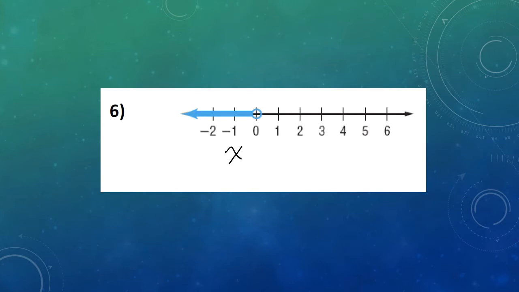So how about number 6? We have our variable on the left, our number on the right. So we know we're dealing with either greater than or less than. So we know we're dealing with a less than sign because -1 is less than 0. We can also write this as 0 is greater than x.